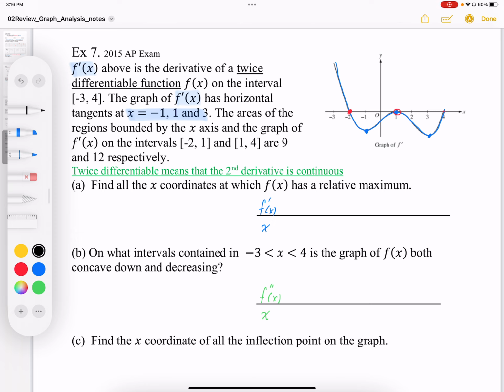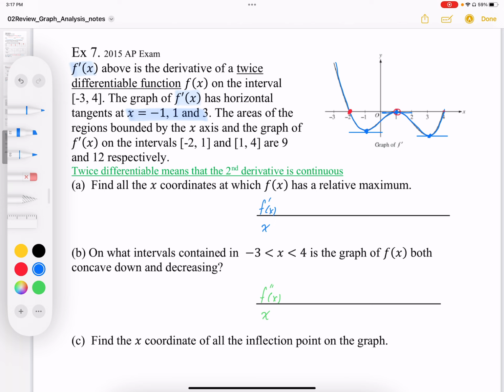F prime has horizontal tangents at -1, 1, and 3. So I'm just going to sketch those in. At -1, we have a horizontal tangent here, a horizontal tangent here, and a horizontal tangent here. What that means is that the second derivative is equal to 0 at those points.